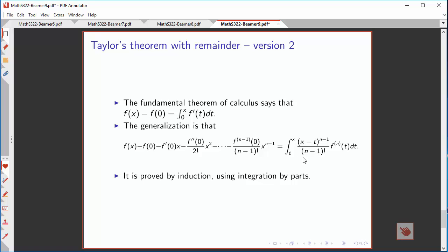You can prove this one by induction too. You have to use integration by parts. There are a couple of cases where this version of Taylor's theorem with remainder is more useful than the first one. But for purposes of this course, I just want you to know that this exists. You don't even have to remember the formulation of it.